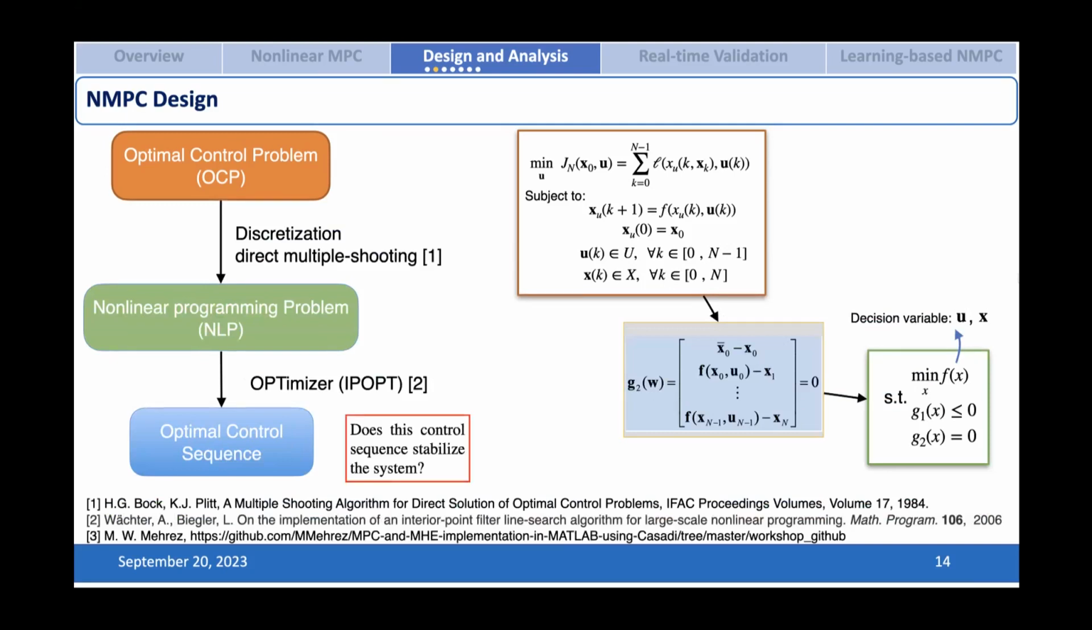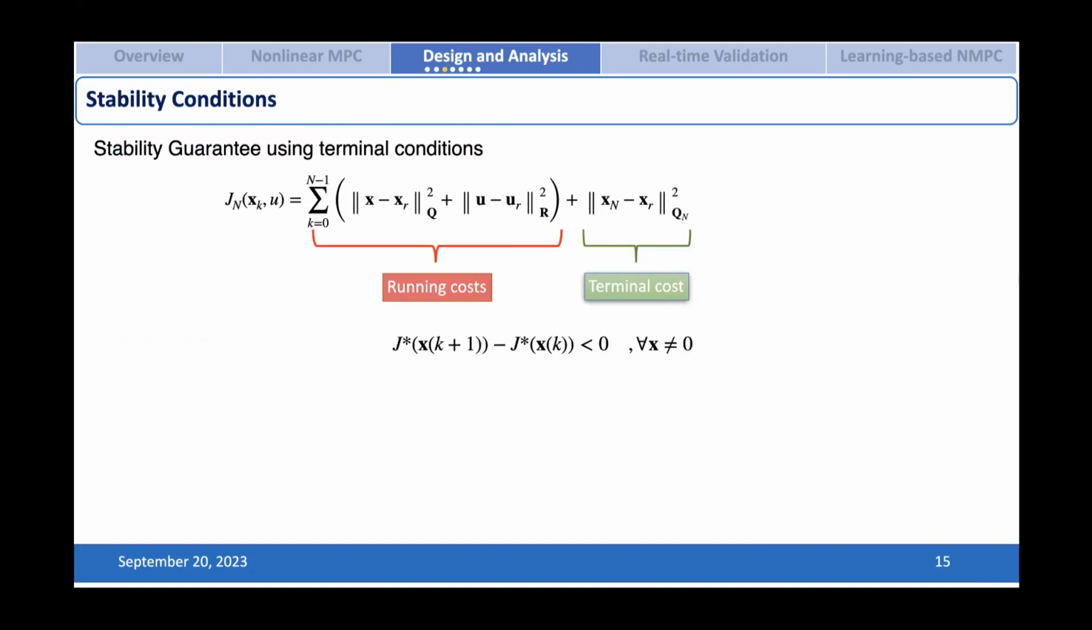So now, once we have the optimal control sequence, let's come to the important question: does this control sequence stabilize the system? Sometimes yes, sometimes no, because we don't have any criteria to evaluate the stability of the system, because it depends on the prediction horizon, sampling time, the accuracy of the model, and other things. So we can't say 100% that this control is going to stabilize the system. So we have to go further in depth into the stability analysis or stability conditions of this controller.